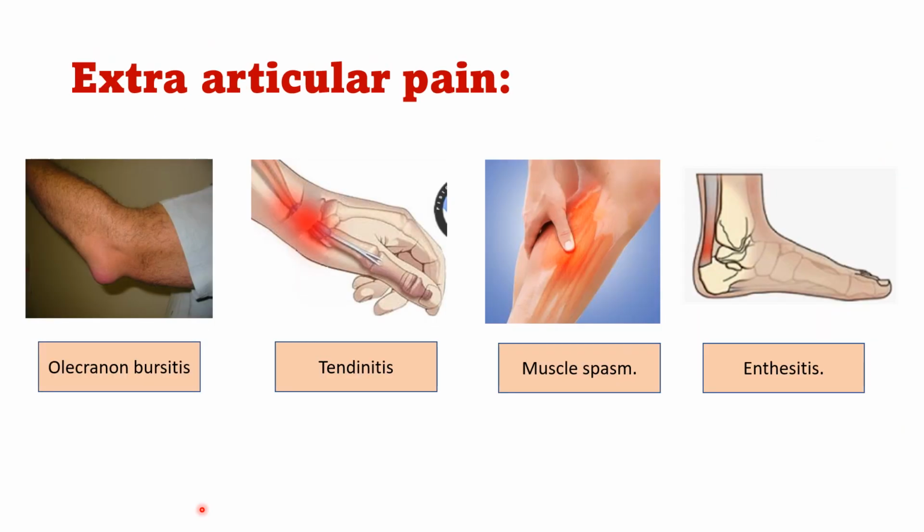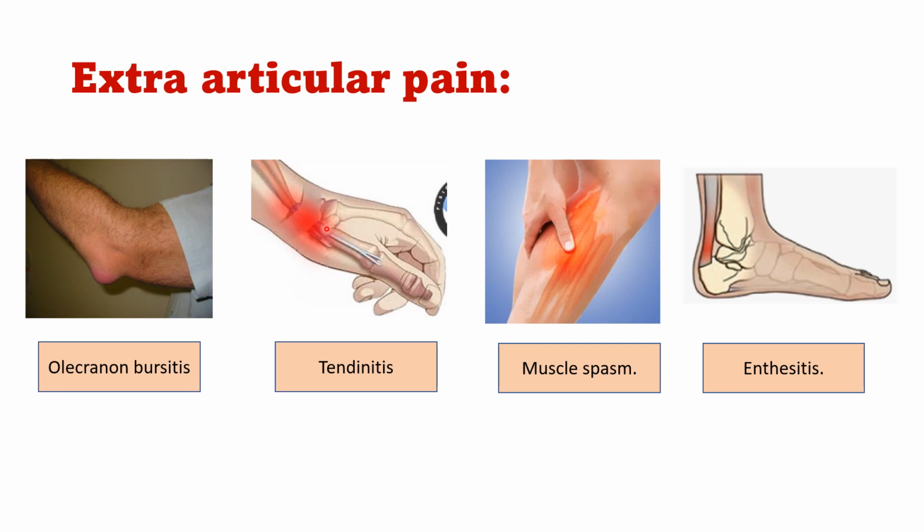These images show extra-articular pain. In this photo, we can find that this patient may come complaining that he has inflammation in his elbow. So I may think this is elbow arthritis. However, upon examination, I can find that all the inflammation and swelling is localized to the olecranon bursa. This is called olecranon bursitis. This is not related to the elbow joint.